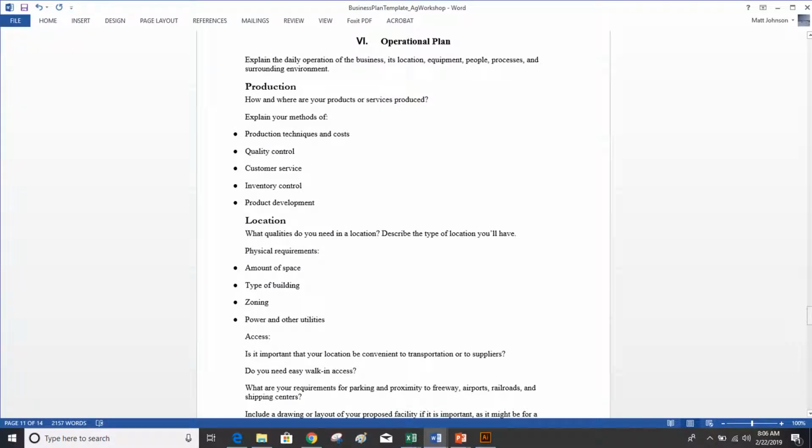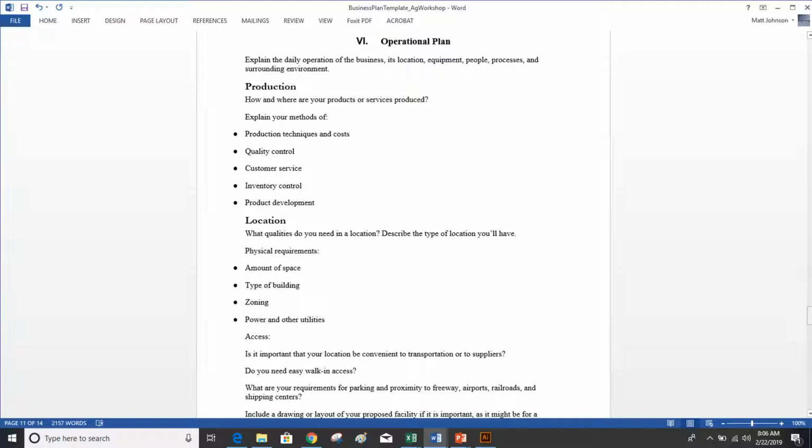Okay, now we start talking about the operational plan. This is kind of the how. We know what our products or services are, and we know who our customers are, and we have an idea of how we're going to market and get the word out to these customer groups about our products and services. So now we need to talk about the actual logistics. How do we make this happen? Okay, so all very important.